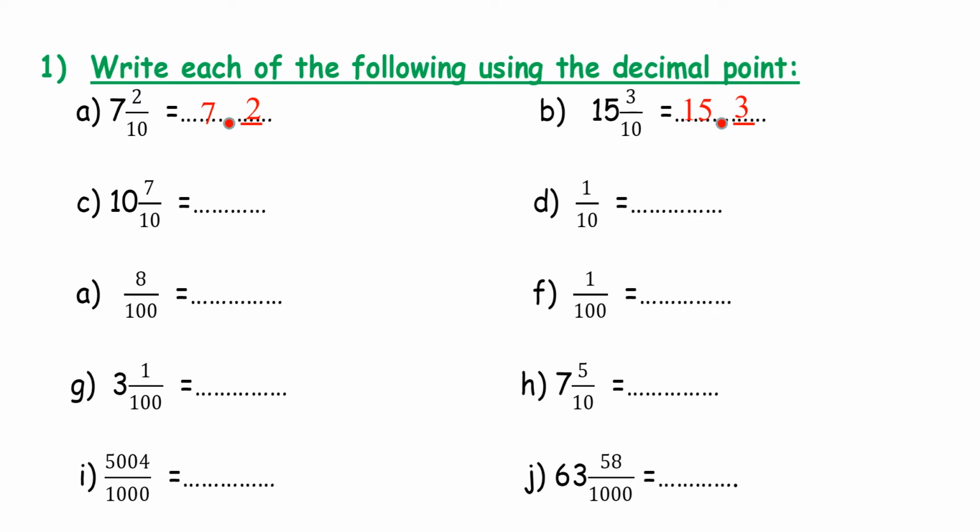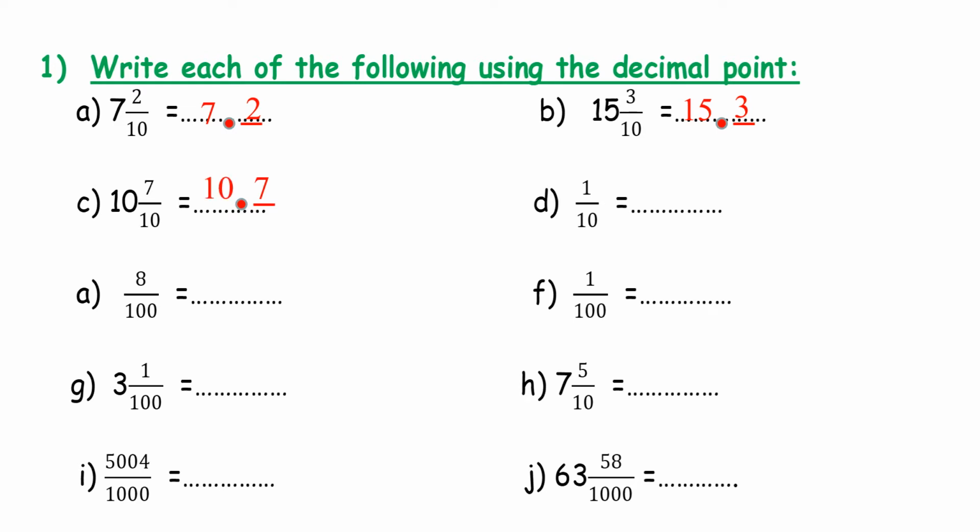Number C, 10 and 7 out of 10. I have the denominator is 10, so I'm going to put the decimal point and just one decimal place after the decimal point, and I'm going to write 7 in this place, and the whole number is 10.